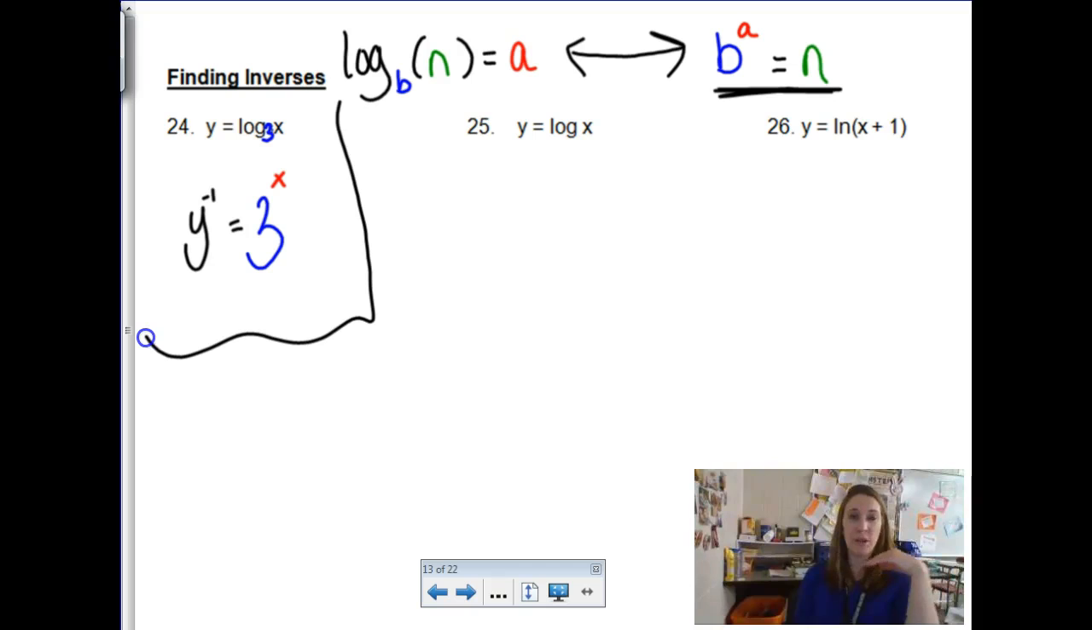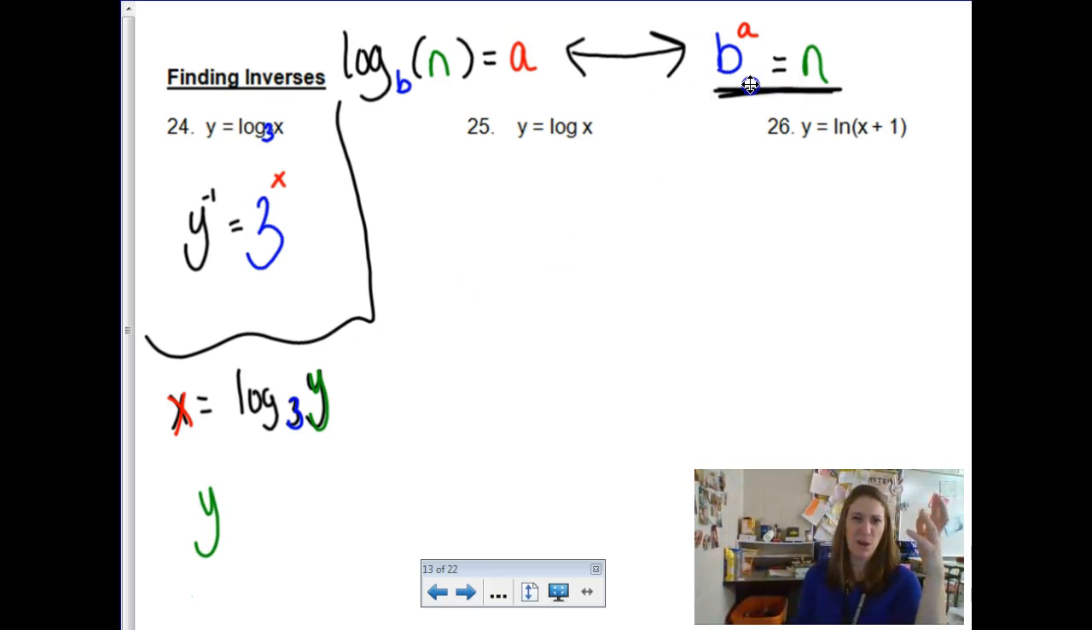I'll show you the algebraic way to find it. So if you switch the x and y, and then you think about the rewrite formula that we just talked about. Base 3, x is the answer. It's backwards though, isn't it? Whatever, we can work with that. Equals y. So if I rearrange it solving for y, I'm going to use this formula, except I use y instead of n, so that's confusing. Y equals 3 to the x power.